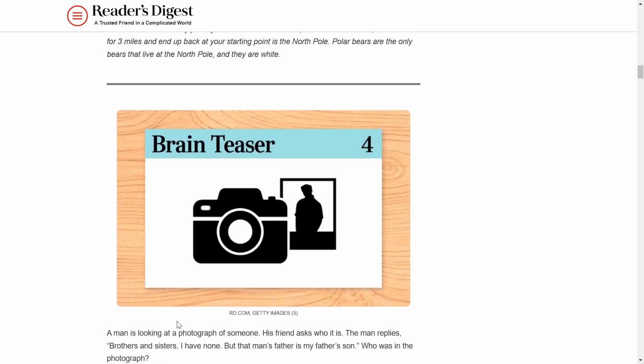You could have seen the solution, but I did not yet. A man is looking at a photograph of someone. His friend asks who it is. The man replies, "Brothers and sisters, I have none. But that man's father is my father's son." Who was in the photograph? That man's father is my father's son.